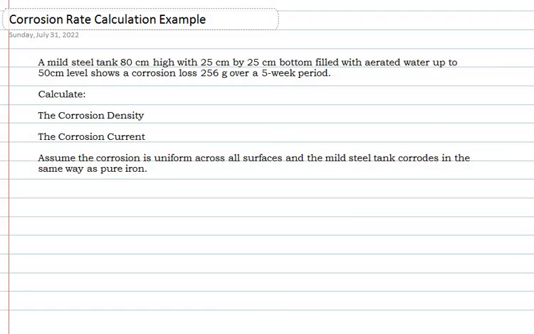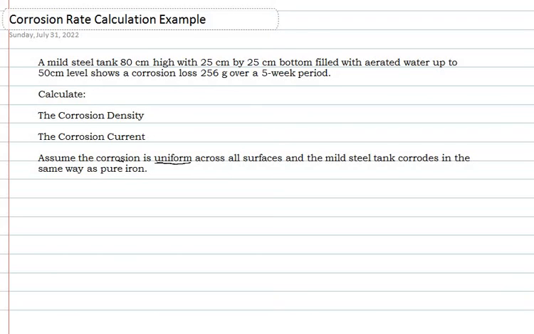And then you are asked to calculate the corrosion density and the corrosion current, and you are given additional information that you should assume that the corrosion is uniform across all surfaces and the mild steel tank corrodes in the same way as pure iron. Now don't just take this information for granted, especially when they said the corrosion is uniform. It means that it's not pattern corrosion, it's not crevice corrosion, it's uniform corrosion. That means you don't need to consider that the corrosion is more concentrated in a particular section of the tank or something like that.